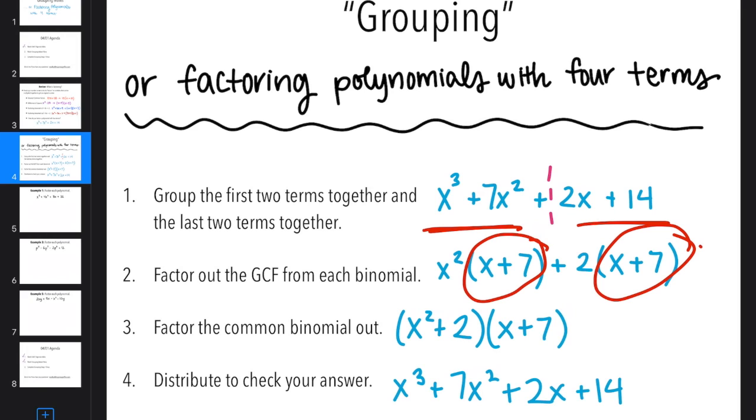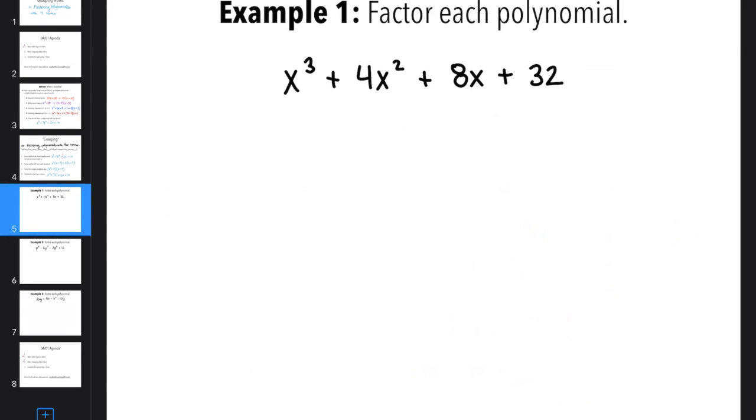So because both of those are the same, we can combine those to equal 1, and we take our leftover junk and combine it into a parentheses set. So we call that factoring out the common binomial. So that's x plus 7. So when I factor out x plus 7, it leaves me with x squared plus 2. So then my final answer is x squared plus 2 times x plus 7. That's it. So grouping is a little bit more of the greatest common factor. So let's look at some examples.